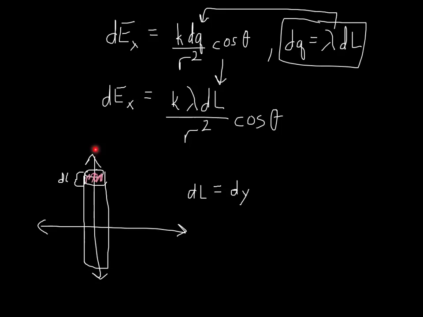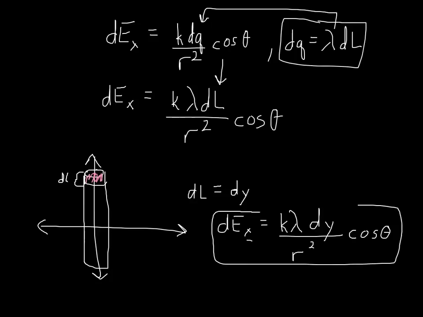So now I can rewrite my equation: dE in the x direction is equal to k times lambda, and instead of using dl, I'm now going to plug in dy because the charge is distributed along the y-axis. And it's still divided by r squared, and I'm going to multiply all of that times cosine of theta to select out only that x component. So this is most of the physics right here. Going on from here requires a good bit of math trickery.